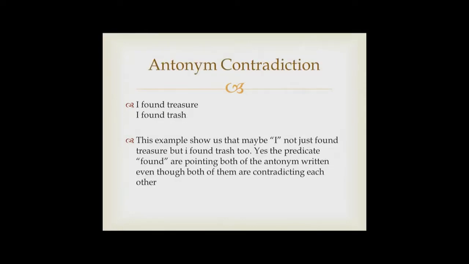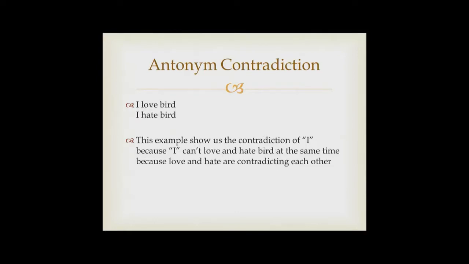Next, antonym contradiction. The example is: I found treasure, I found trash. The example shows us that maybe I not only found treasure, but I found trash too. The predicate found is paired with both antonyms, even though the two contradict each other. Next is: I love birds, I hate birds. This example shows us the contradiction, because I cannot love and hate birds at the same time, because love and hate contradict each other.